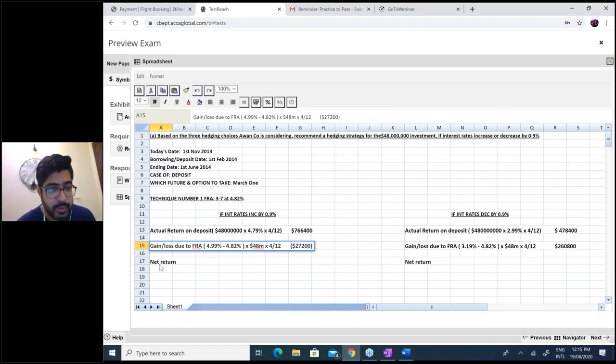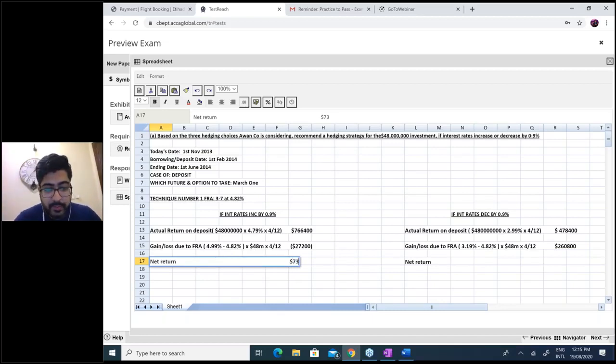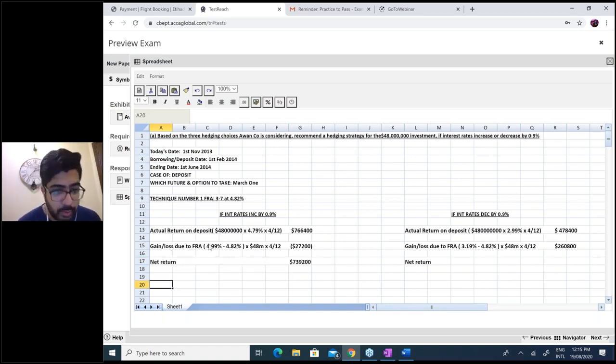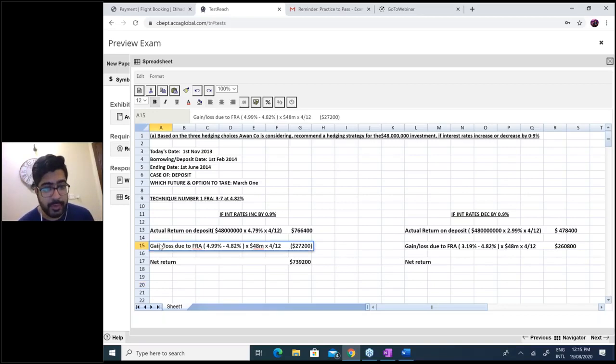The net answer you will get by deducting here will be $739,200. Pay attention. When interest rates increase by 0.9, it's a deposit case. The rates became 4.99, but you locked the rate at 4.82 for deposit, a low rate. It's a loss. Loss reduces return, so deducted, 739,200. Come here, right side, gain or loss due to FRA.